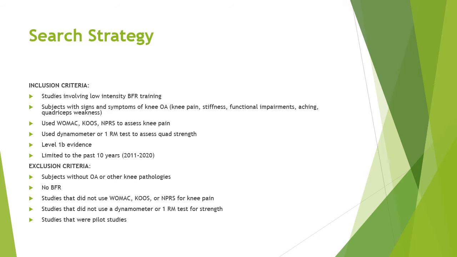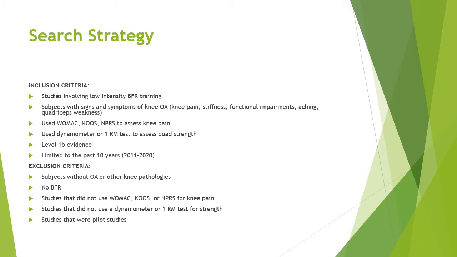Our inclusion criteria for this CAT paper were studies involving low intensity blood flow restriction training, subjects with signs and symptoms of knee osteoarthritis, which included knee pain, stiffness, functional impairments, aching, and quadriceps weakness. Studies used the WOMAC, KOOS, or NPRS to assess knee pain, and a dynamometer or a 1 rep max test to assess quad strength. They were all of level 1B evidence, and they were limited to the past 10 years.